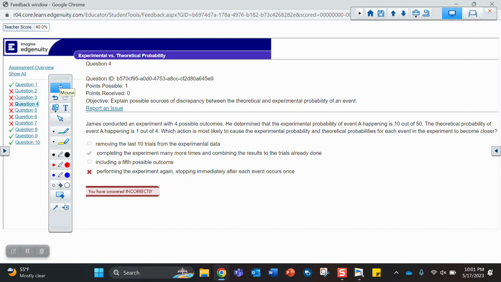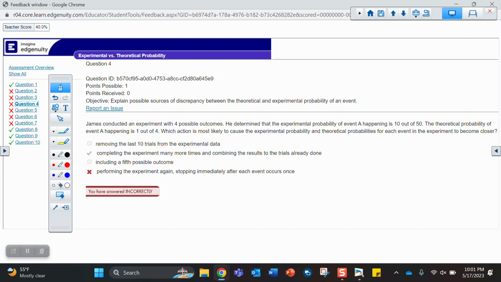James conducted an experiment with 4 possible outcomes. He determined that the experimental probability of event A happening is 10 out of 50. The theoretical probability of event A happening is 1 out of 4. Which action is most likely to cause the experimental probability and theoretical probabilities for each event in the experiment to become closer? I would guess that he needs to do it more times, but let's see.